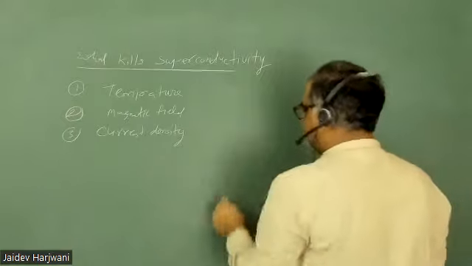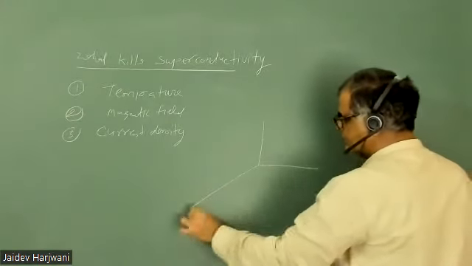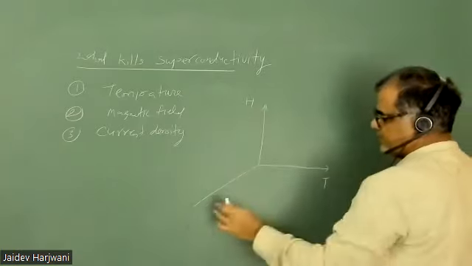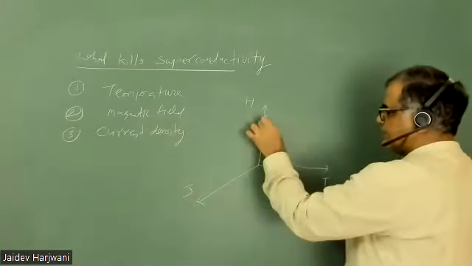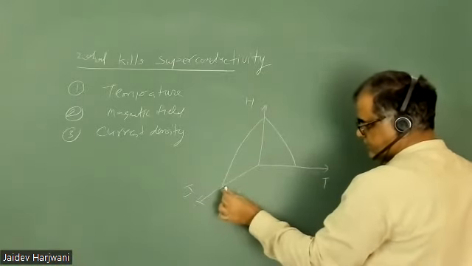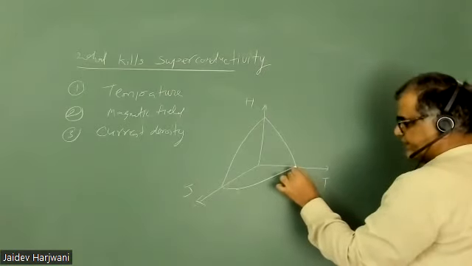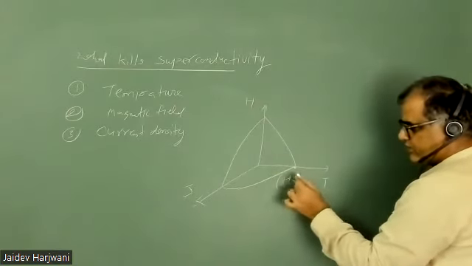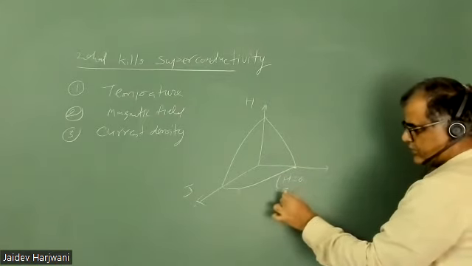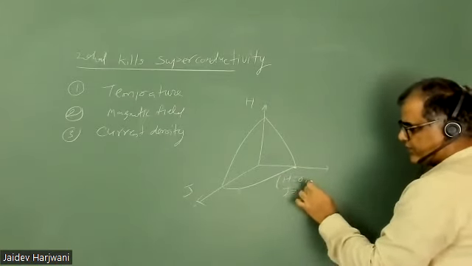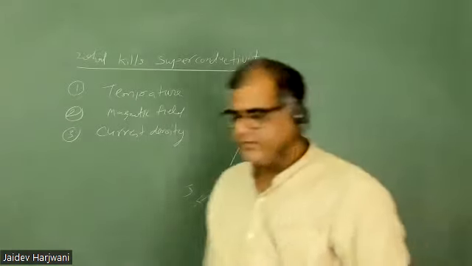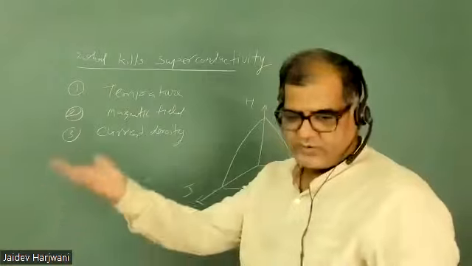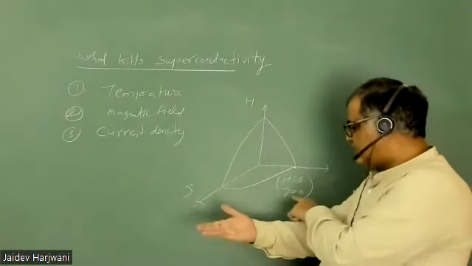So if I make a diagram, this is my T axis, the temperature axis. Say this is my magnetic field axis, and say this is my current density axis. So I can draw this diagram like this. At this point, my superconductor is kept at H equal to 0, T equal to 0, J equal to 0. No current is flowing in the superconductor, and it is in zero magnetic field. Of course your temperature is less than Tc, showing superconducting behavior.